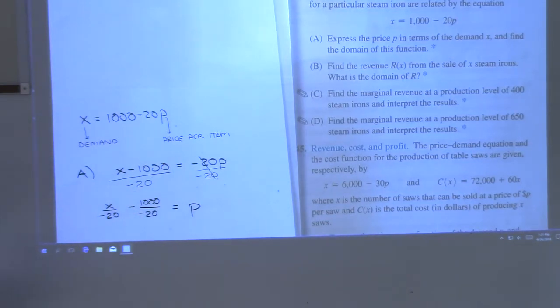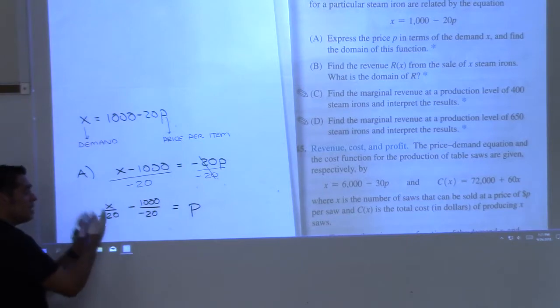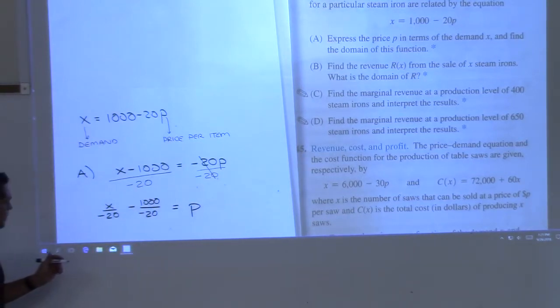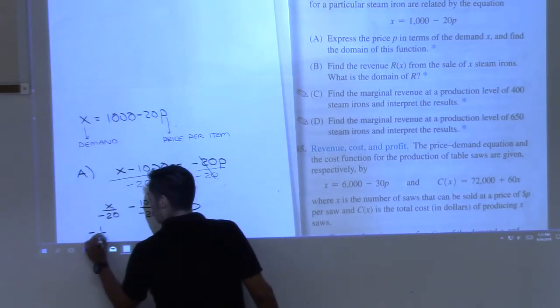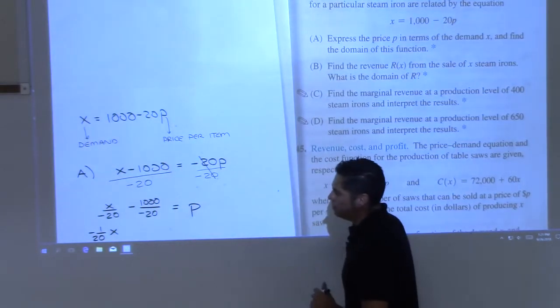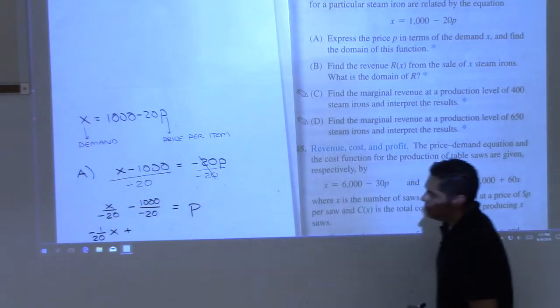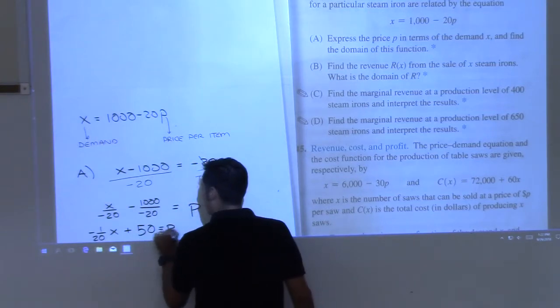One more step. I've already solved for P, haven't I? I've got P by itself, and P is in terms of x. So now if you give me x, I give you price. But let's clean this up a little bit. Can we rewrite this as negative 1 over 20 times x, plus, what's 1,000 divided by 20? 50. And that equals P.